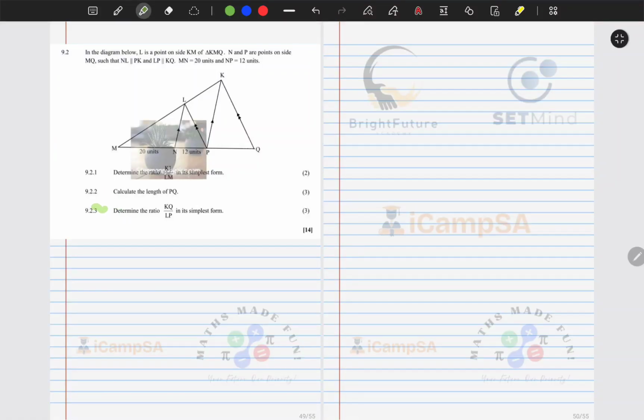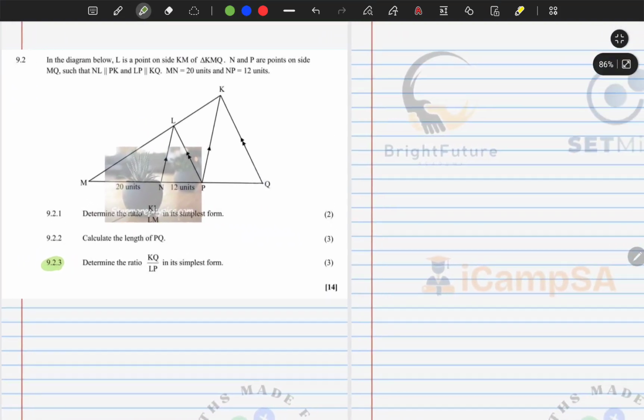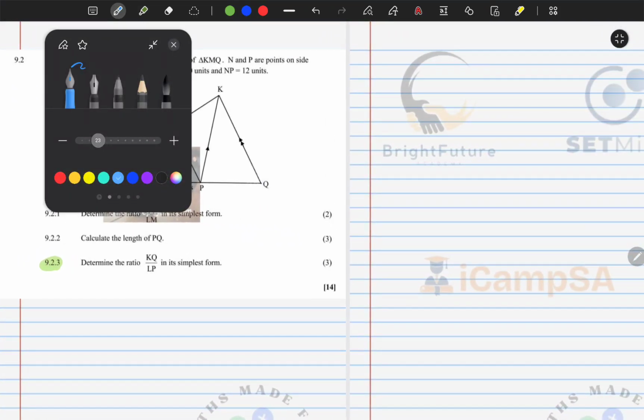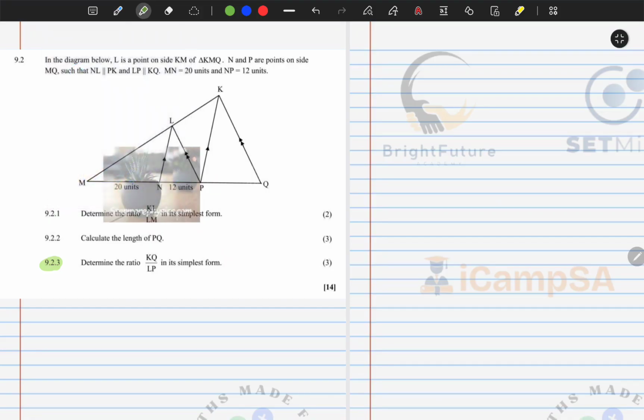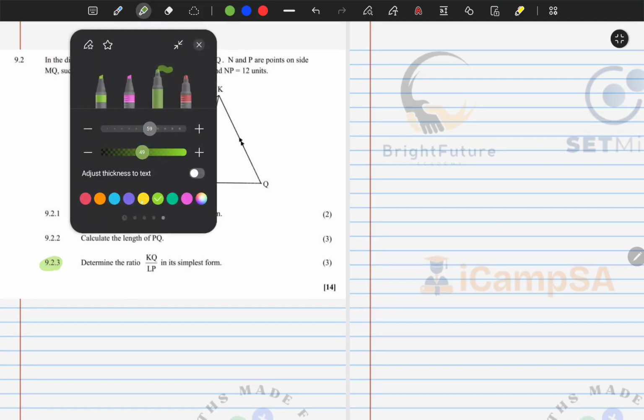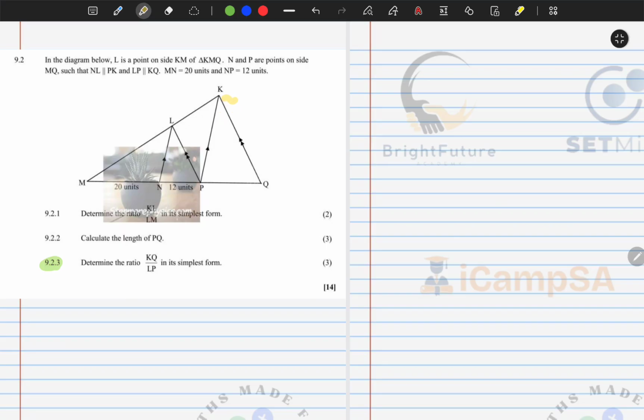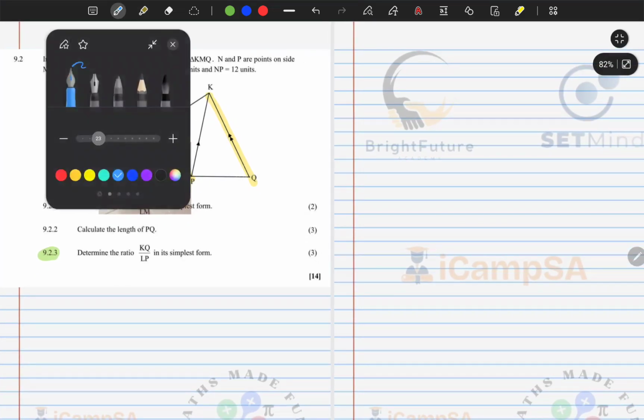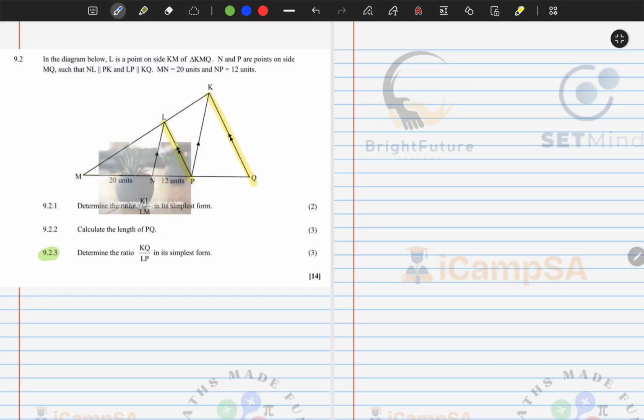So on this one, we are required to determine the ratio of KQ. Let's figure that out. So we are required to determine the ratio of, let's have a look, KQ, divided by LP. Okay, so let's have a look at how do we deal with this question. So the first thing that you need to realize is that the two triangles that you are working with, if you're looking from this direction, you have this side LP and then you have that KQ.